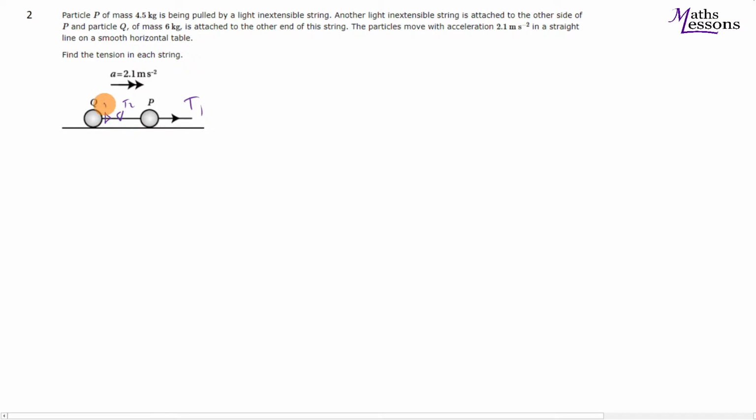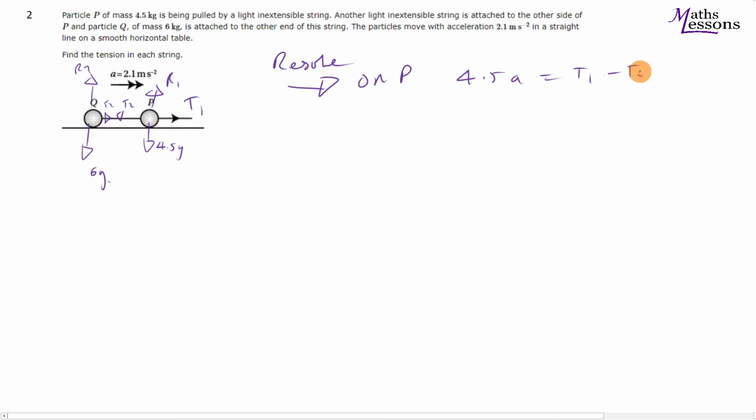So we've got T1 here, and we've got T2 just here. And as far as Q is concerned, it also has T2. We've got P is 4.5 g, and a normal reaction there, R1, and a normal reaction there, R2, and we've got 6g here. Now, if we resolve horizontally on P, the resultant force, 4.5a, will equal T1 minus T2. So the resultant, ma in this direction, will equal T1 minus T2.